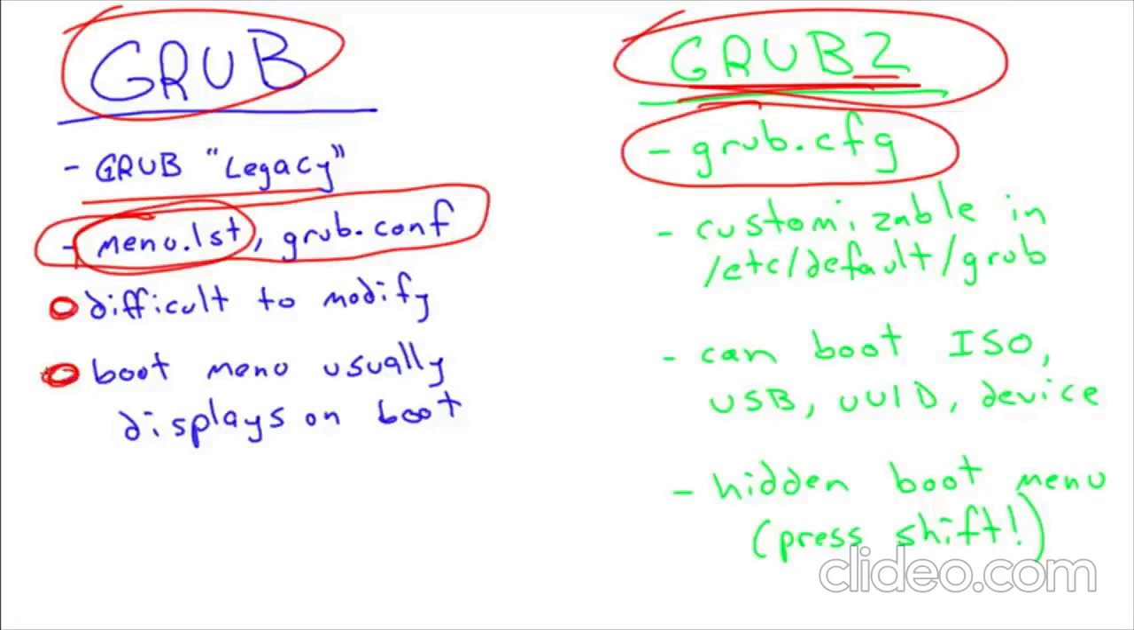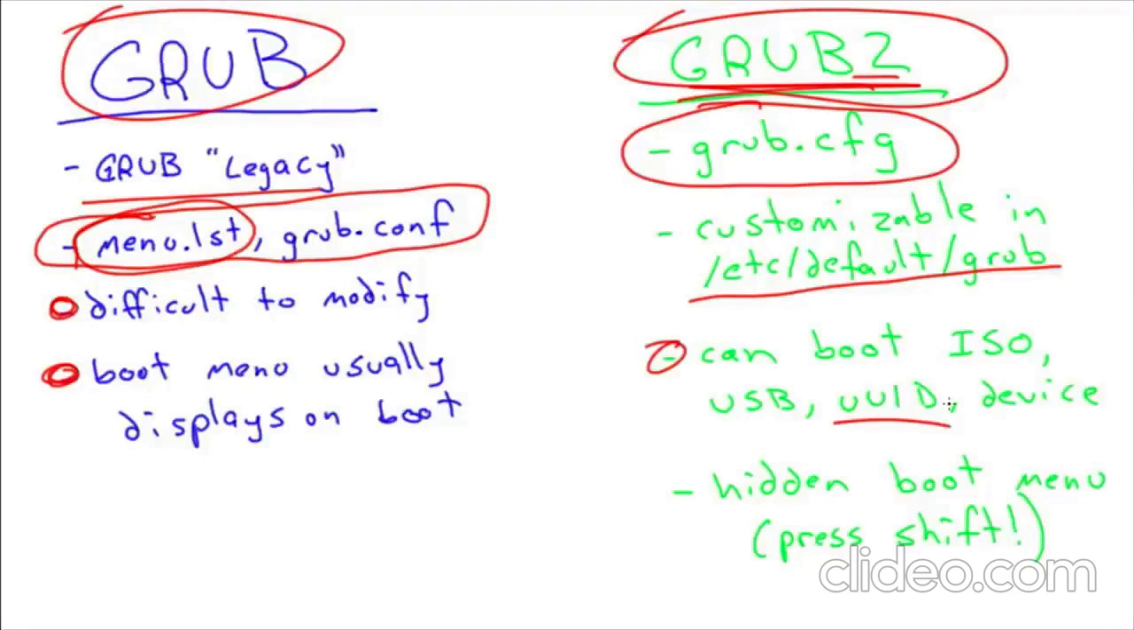Now, Grub 2 is a lot more customizable. In fact, if you go into the etc default Grub file, this is a configuration file that's easy to read, and it's going to allow you to change the way that it looks when it boots up. Now, Grub 2 also has a ton of other cool features. It can boot from an ISO file, from a USB disk. It can identify hard drives based on their UUID or their device, like dev sda. So it's a lot more advanced than Grub 1.